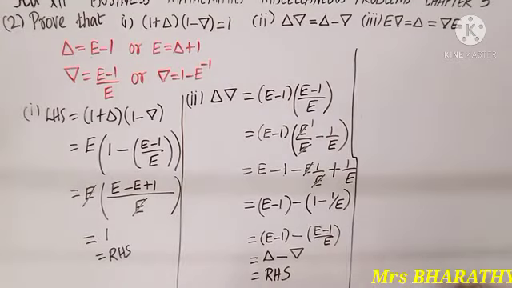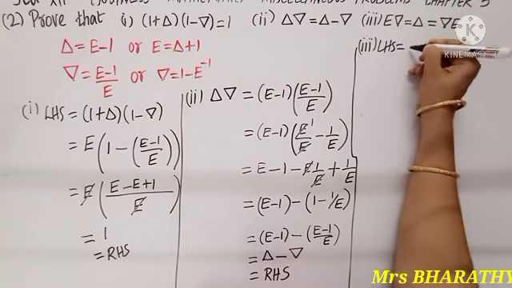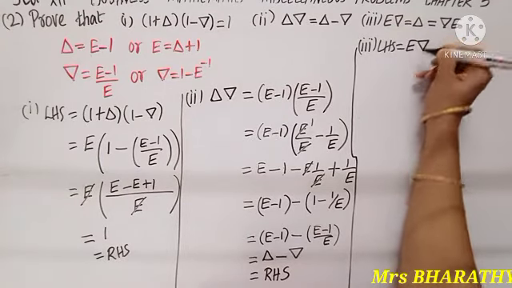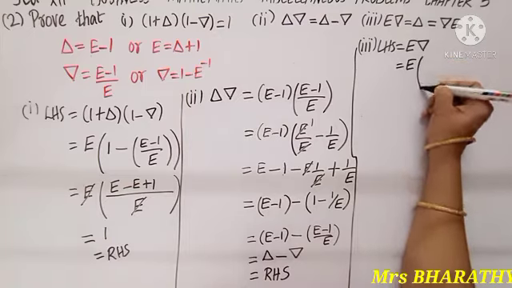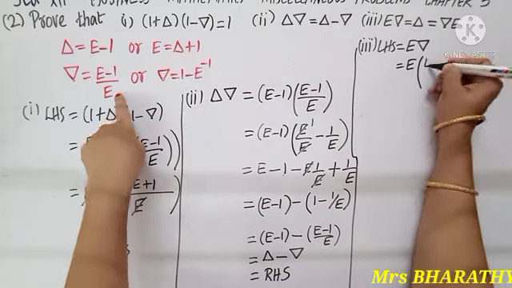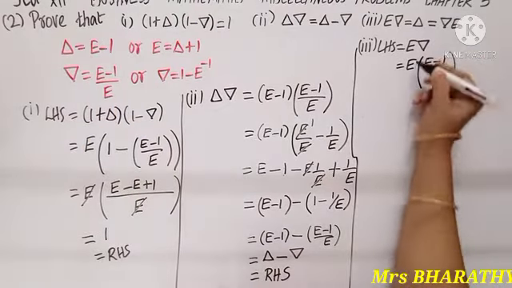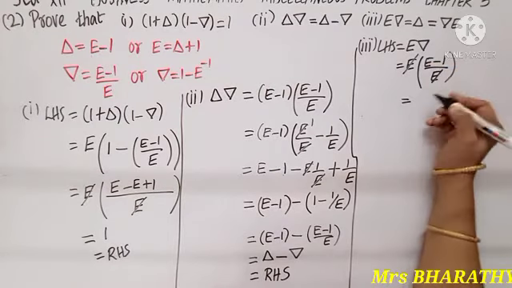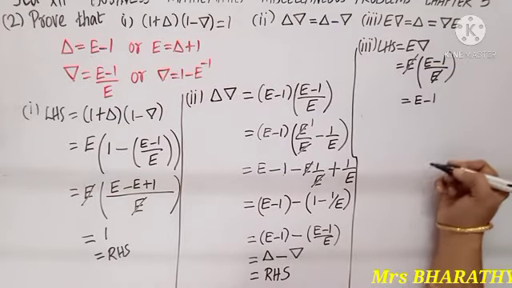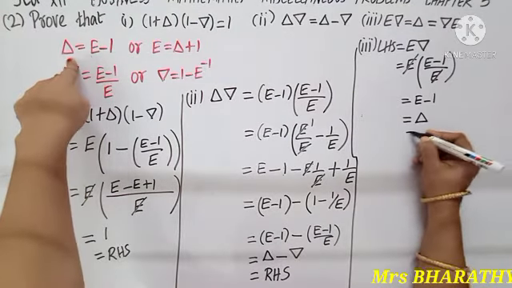We proceed on to third subdivision. LHS is E into nabla. What is nabla actually? I can write from here or from here, whichever is convenient. E minus 1 by E. Cancelling E and E, I just get E minus 1, and E minus 1 is nothing but delta, and that is the RHS.